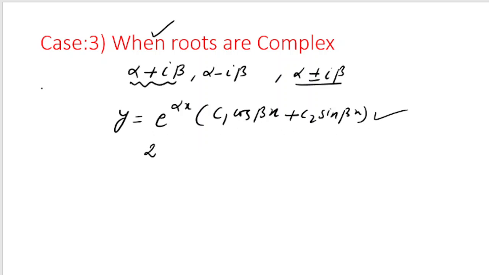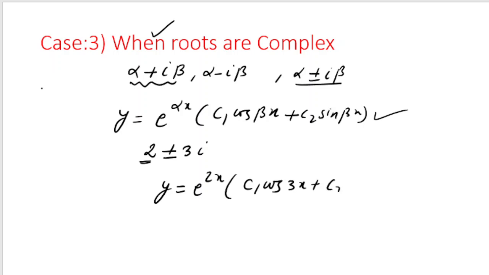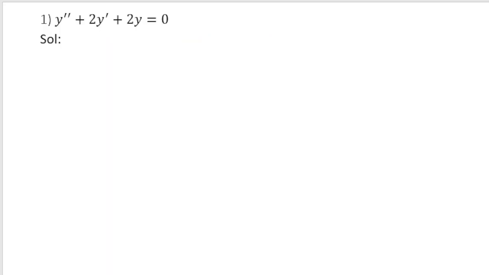For example, if there is an auxiliary equation whose roots are 2 plus minus 3i, what is alpha? Alpha is 2, beta is 3. So I will write the general solution as e to the power 2x into c1 cos 3x plus c2 sin 3x. Okay, so if you have understood this, let us do some problem solving, as problems make the man perfect. Very popular. So how to solve this differential equation?